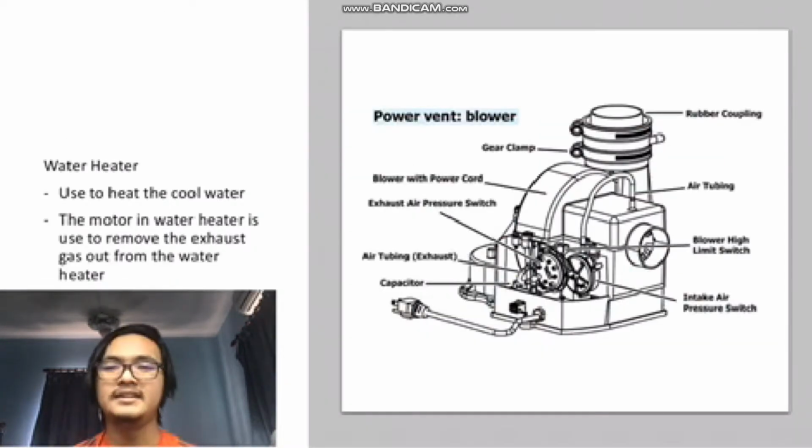On the other hand, the water heater is a device that heats up cool water to produce hot water. The function of the motor in the water heater is to blow off the exhaust gas from being packed in the water heater. The motor will spin the fan and blow the gas off.